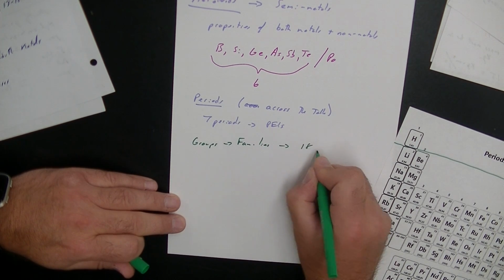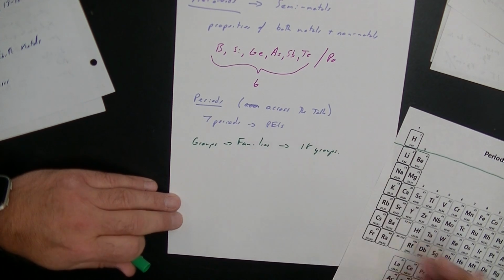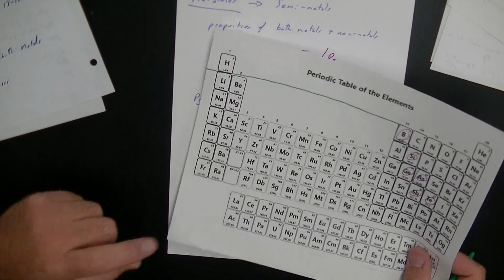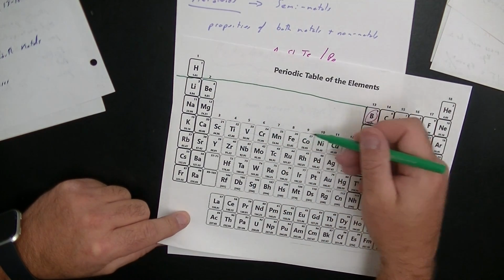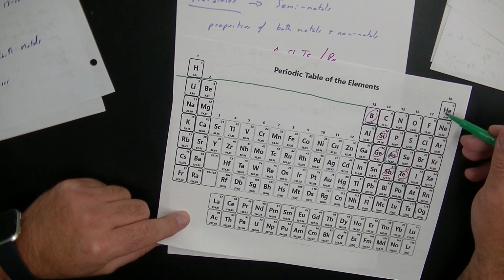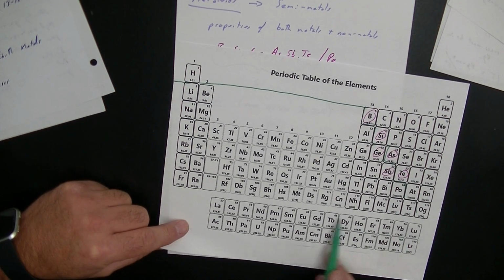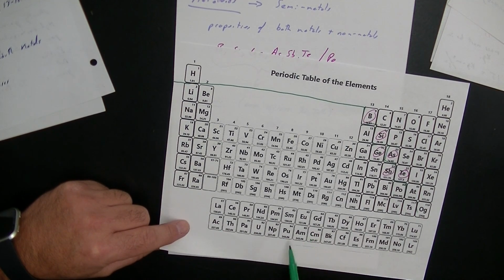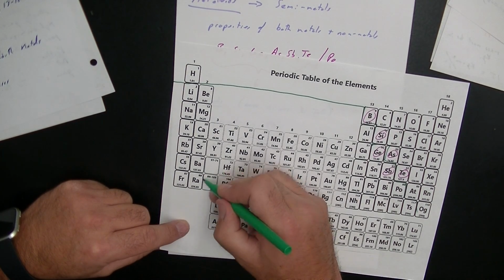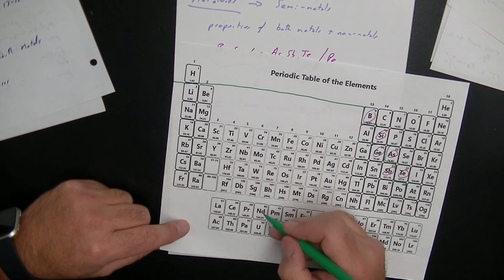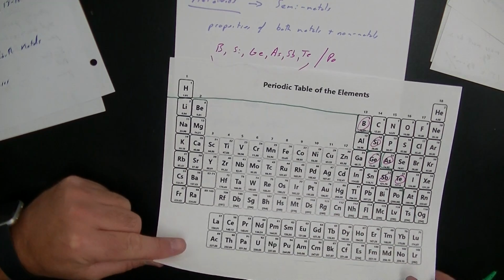There are 18 groups labeled right across the periodic table. 1, 2, 3, 4, 5, 6, 7, 8, 9, 10, 11, 12, 13, 14, 15, 16, 17, 18. The actinoids and the lanthanoids all sit in group 3. They all sit right here. So these are all group 3 elements.